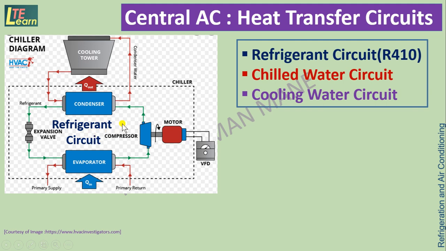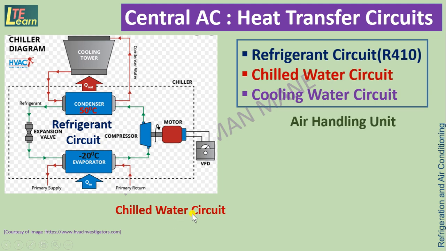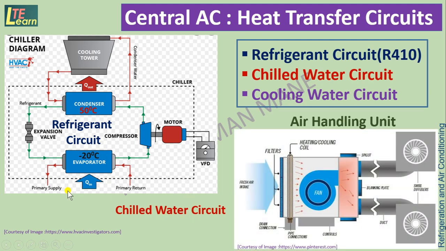Refrigerant circuit consists of mainly four components: compressor, condenser, expansion valve and evaporator. Negative temperature is produced at the evaporator and heat is rejected at the condenser. Evaporator is connected via chilled water circuit with the air handling unit. The water is chilled at the evaporator and it is passed at 7 degrees Celsius temperature to the cooling coil of AHU, and it is returned at 12 degrees Celsius to the evaporator.